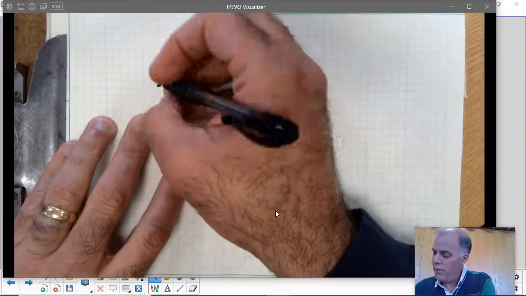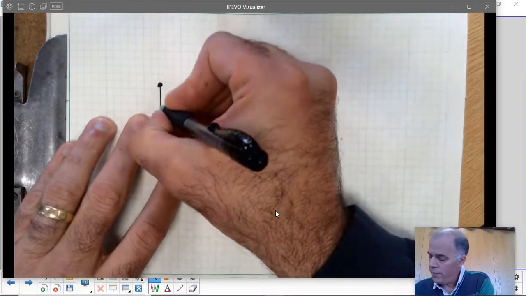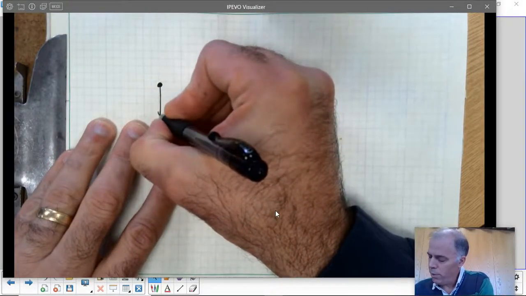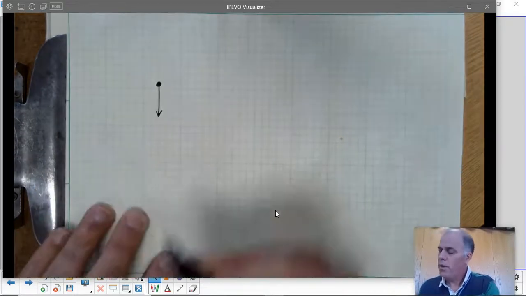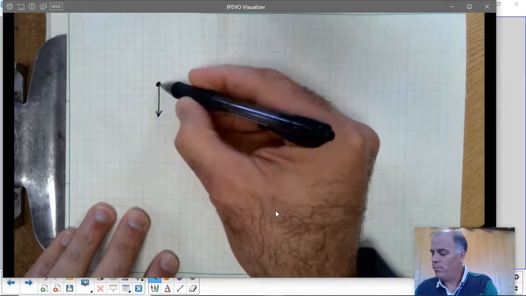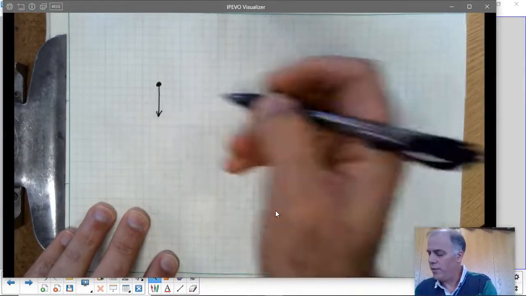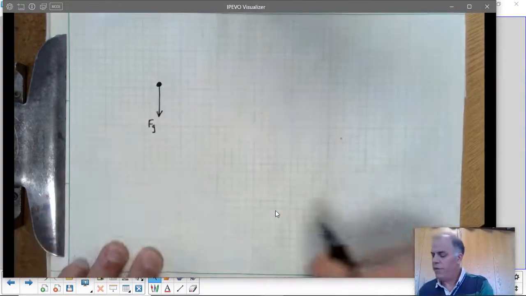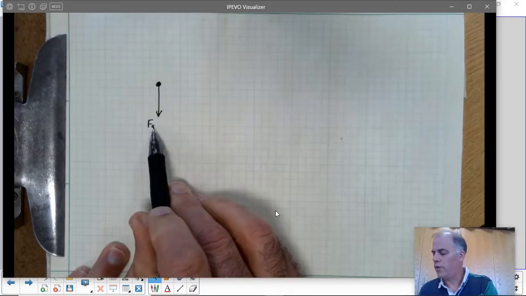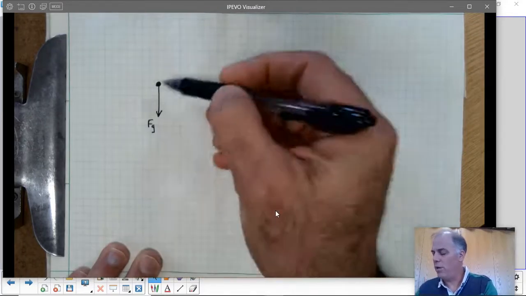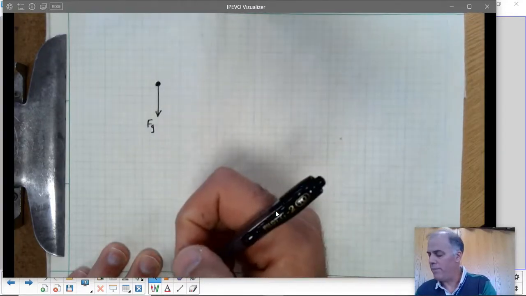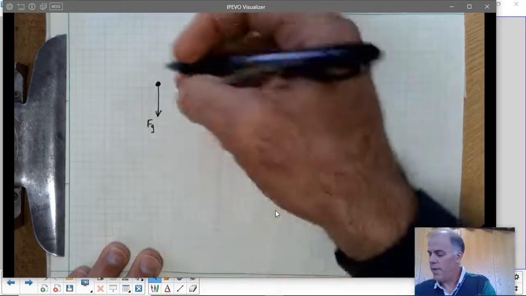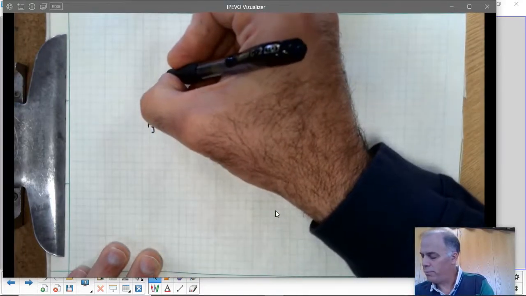So when you're sitting on the chair, you have weight, and that weight is pulling you down. So we make a force vector which points in the direction of the force, and we label it F sub G because it's the force caused by gravity acting on you, and it is pulling down. Now, you're not falling to the basement because the chair itself is supporting you.